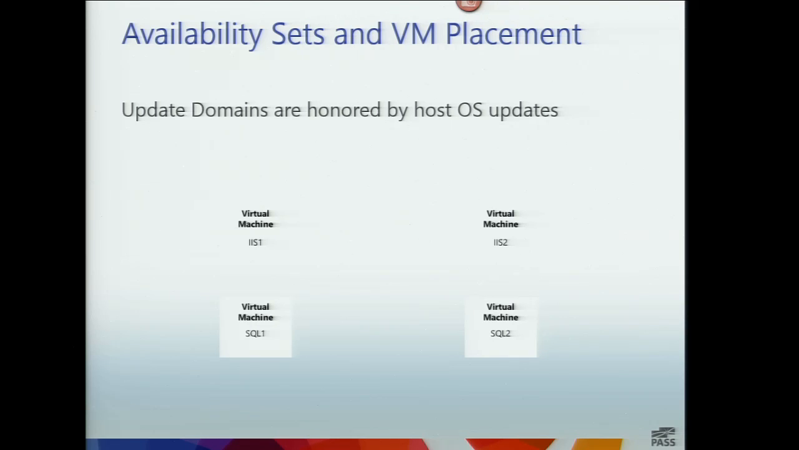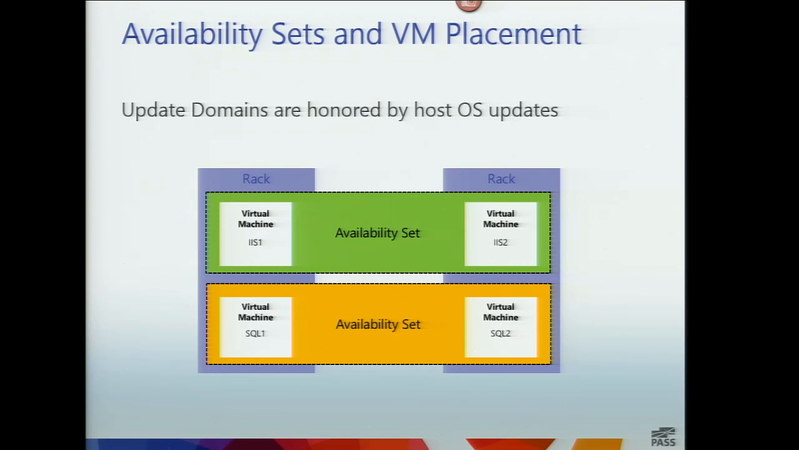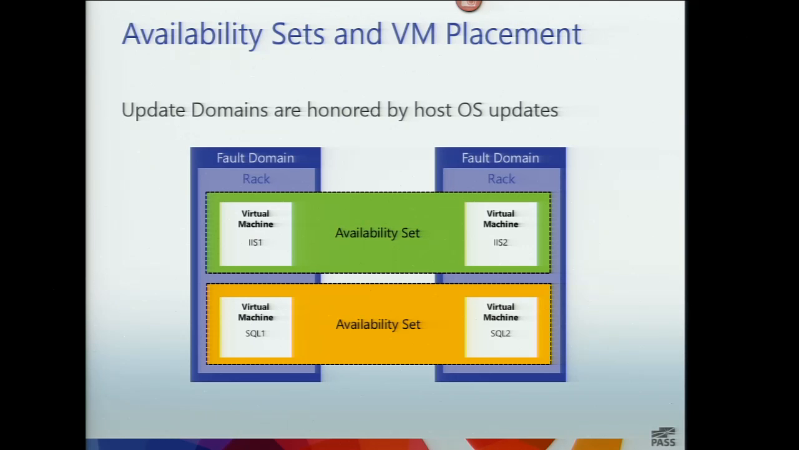Now, just to talk a little bit more about placement, if we take those front ends and put them in an availability set, we group them that way. They'll be placed in different racks and different fault domains, and they'll be treated as different update domains as well. That means they're on different servers if they're in different update domains. So fault domains get you on different racks, and update domains put you on different servers.